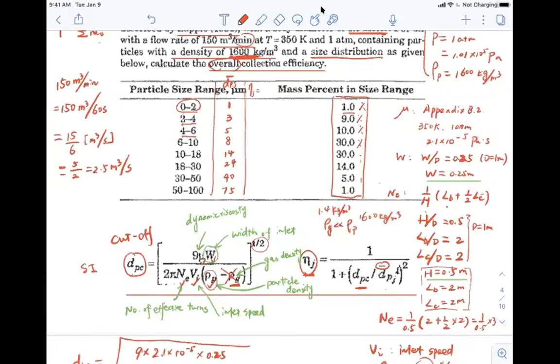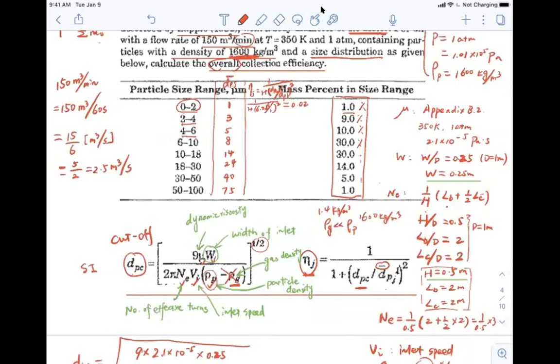So eta j is equal to 1 over 1 plus dpc divided by dpj squared. Okay, so it means that for this first size range here, that's going to be 1 over 1 plus 6.26 divided by 1 to the power of 2. Okay, so that turns out to be 0.02. Okay, basically this is 2%.